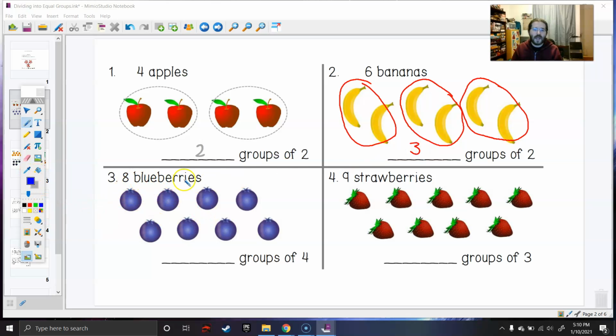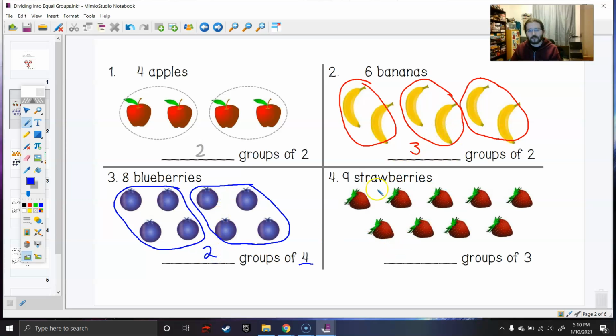All right, so we have 8 blueberries. We're going to try and figure out how many groups of 4 we can get. So let's see, 1, 2, 3, 4 in that group, and 1, 2, 3, 4 in that group. So we have 2 groups of 4.